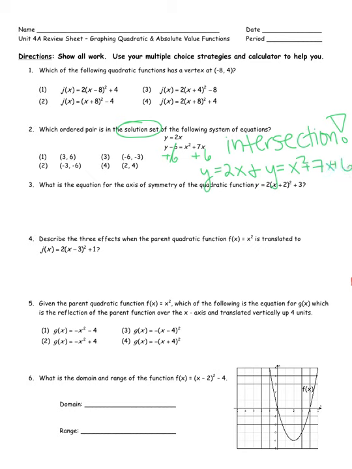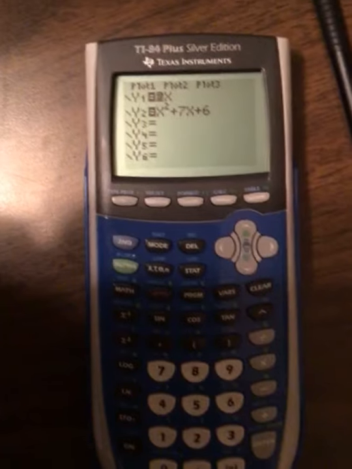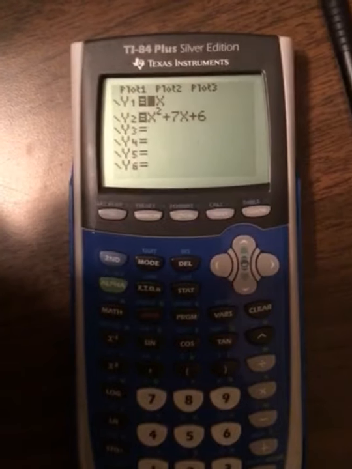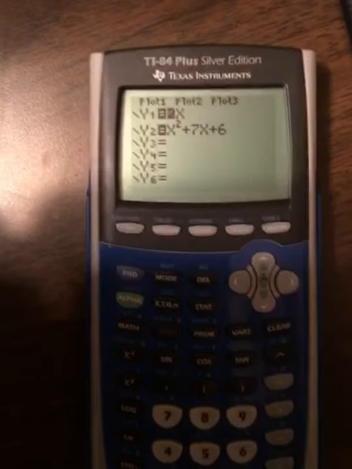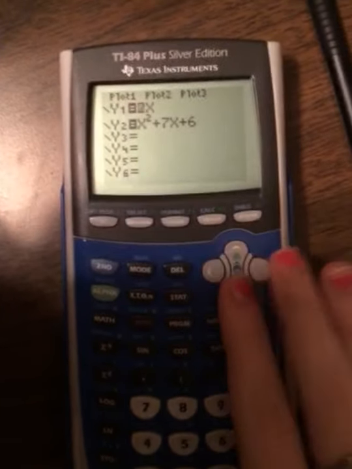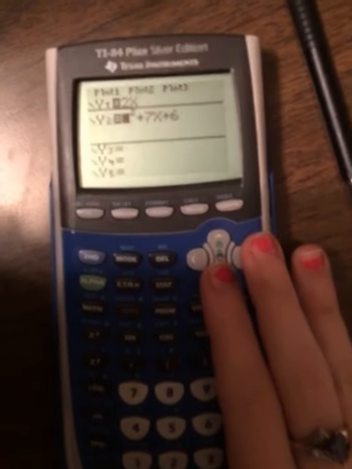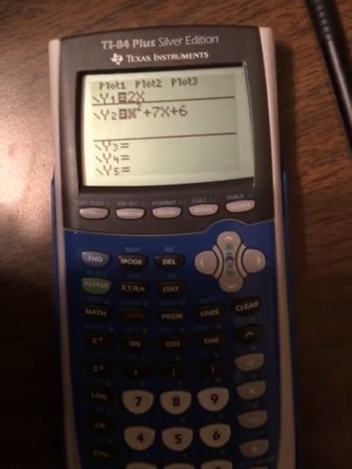Now this question can be done solely in the calculator, so let's take a look at that. All right, so I have both of my functions typed in the calculator. I have y equals 2x, and I have y equals x squared plus 7x plus 6. So I want to do zoom 6. That's going to reset the window. Zoom 6 resets the window. I'm going to graph both.